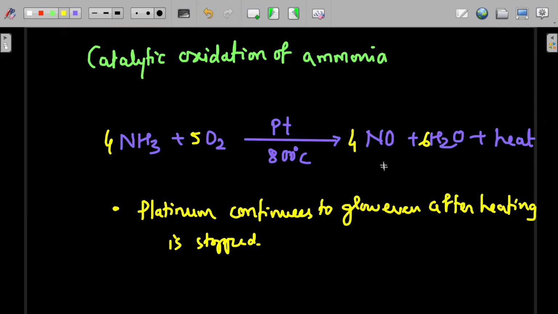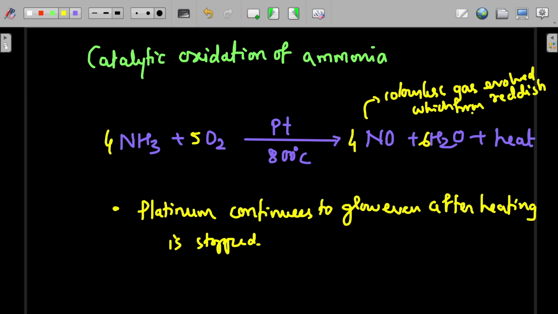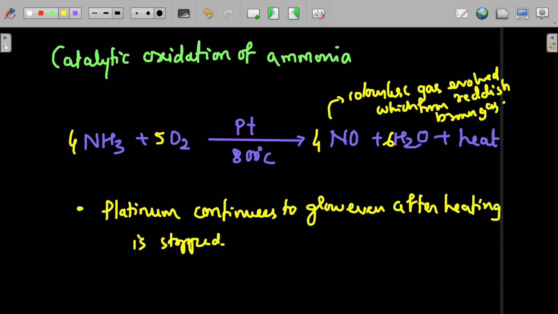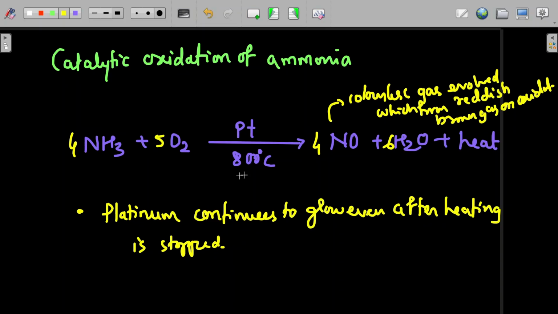Or basically, you can also write one more. A colorless gas evolved which forms reddish brown gas on oxidation. Okay, reddish brown gas on oxidation. That is what NO plus O2, NO2 it will form. That is the reddish brown gas. Okay, so this is the difference between the reaction of ammonia with oxygen without catalyst and with catalyst.